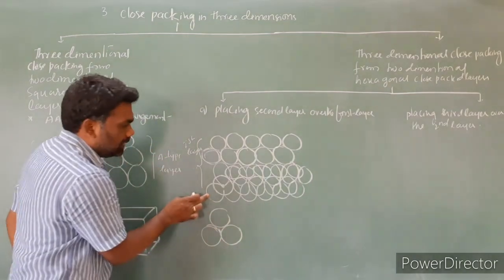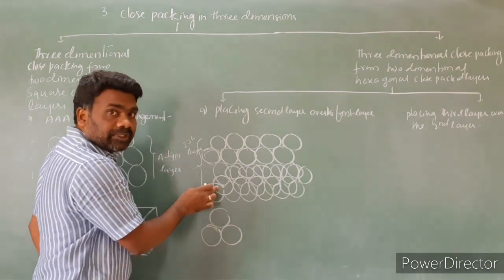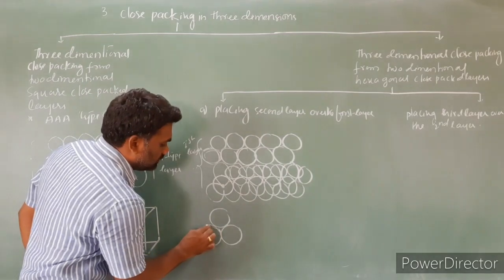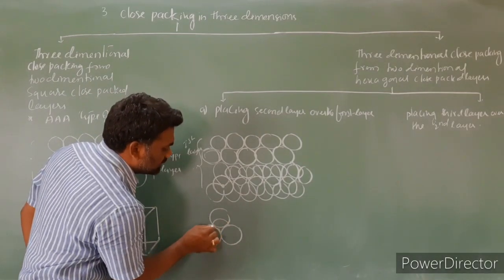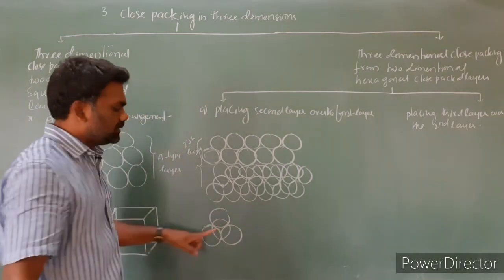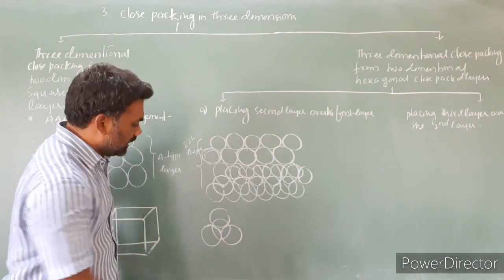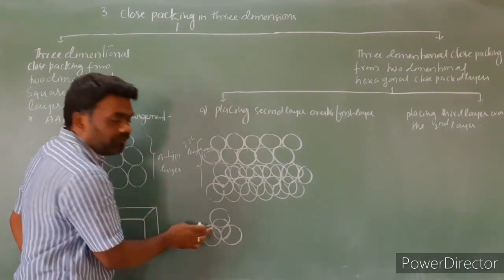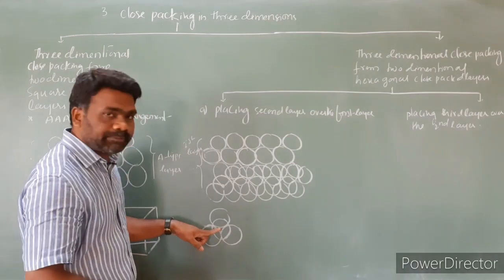This is the first layer, and the second layer is placed over the depressions of the first layer. So this is the depression of the first layer. I placed the second layer. As a result, look here, between the three spheres, there is empty space.